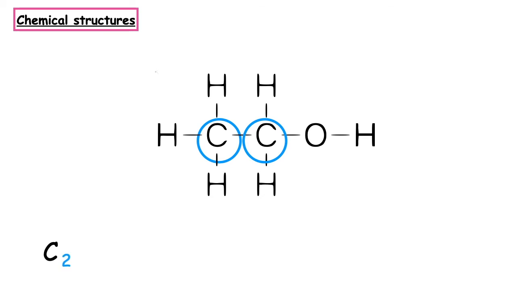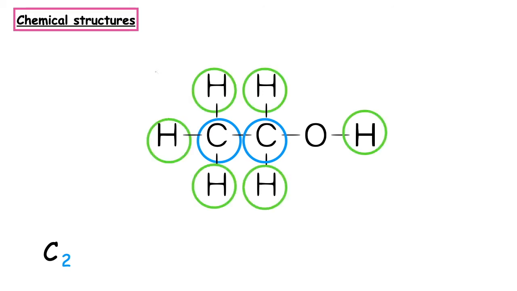Hydrogen has the chemical symbol H. How many of those do we have? We have 6. And the chemical symbol for oxygen is O. So the molecular formula for this structure is C2H6O. Remember, we don't write ones.